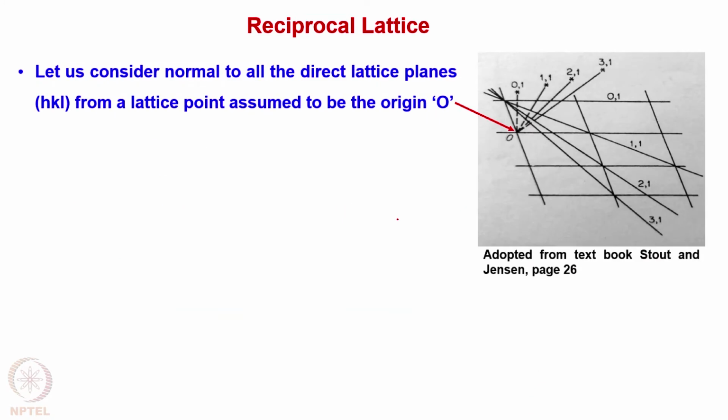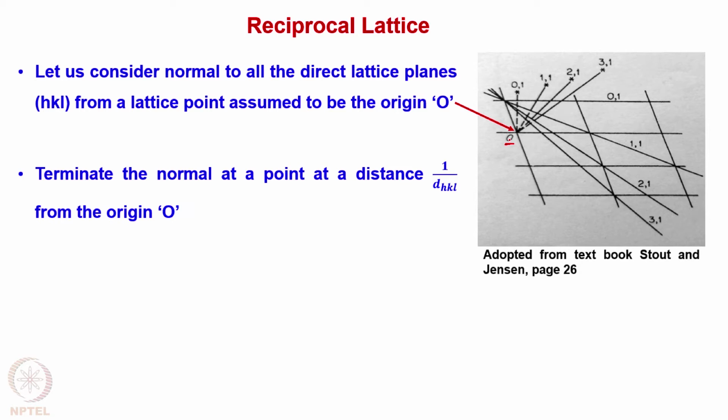On your right, we have a two-dimensional lattice which is adapted from Stout and Jensen's book. Here, let us consider that the lattice point O is considered to be the origin of the lattice, and let us consider normals to all the direct lattice planes hkl from this lattice point O assumed to be the origin.